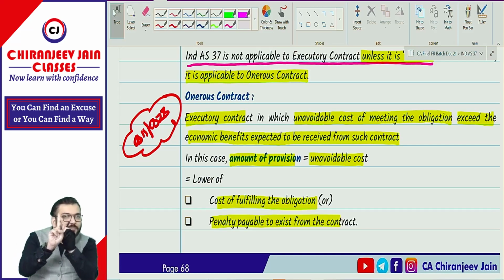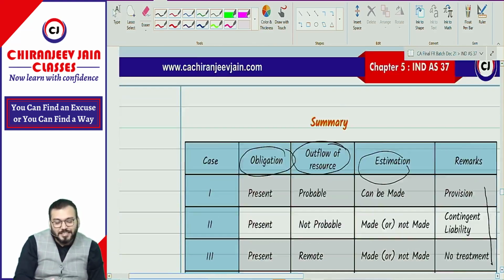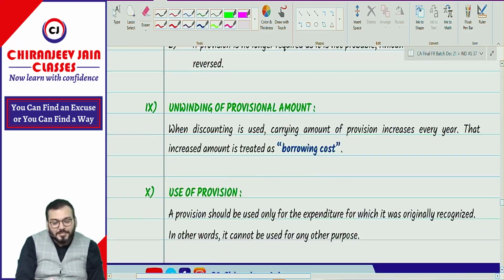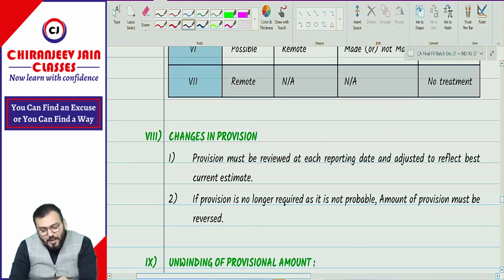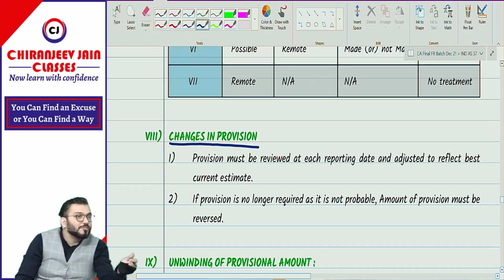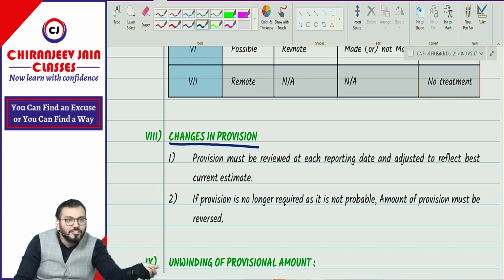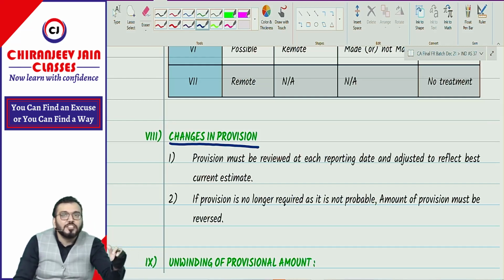So we have done reimbursement, we have done future operating loss, we have done executory contract and onerous contract. Done? Correct. This summary we have already done. Correct? Yes, sir. Changes in provision, simple point, nothing much to explain. Can I say at each reporting date, the amount of provision should be reviewed. Circumstances may change, so the amount of best estimate may change. We need to change the amount of provision. If provision is no longer required, why is it no longer required? Because present obligation may become possible obligation, or present obligation may become remote obligation. Then reverse the amount of provision. Simple.